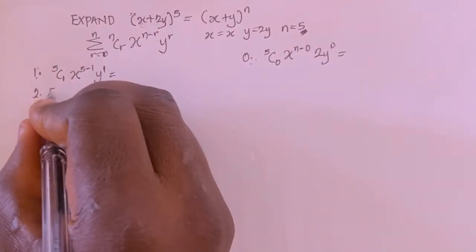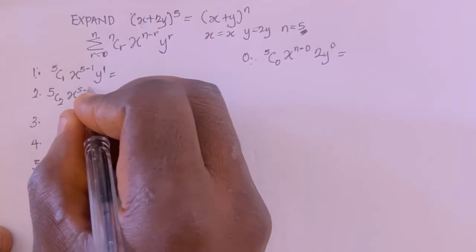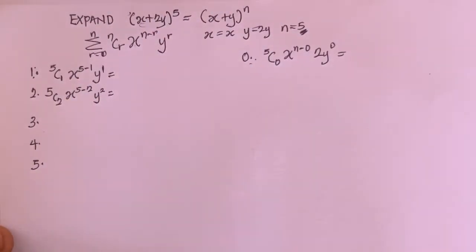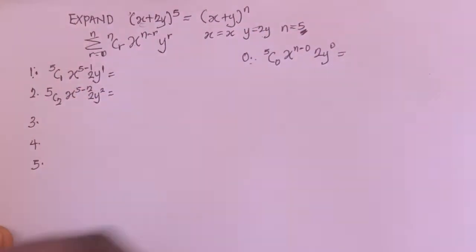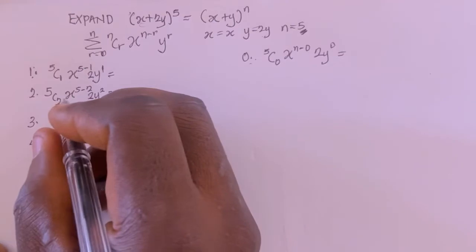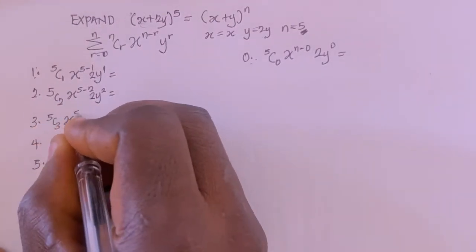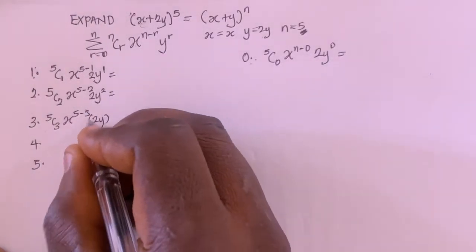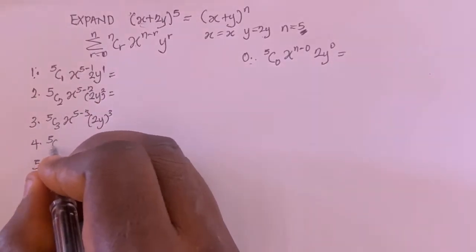Then moving on, I'm going to have 5 combination 2, then x to the power 5 minus 2, then y raised to the power of 2. I'm going to leave this exactly like this. And don't forget that it is 2y, not y. Then following this, I'm going to have 5 combination 3, x to the power 5 minus 3, then 2y all raised to the power of 3. Then here I'm going to have 5 combination 4.